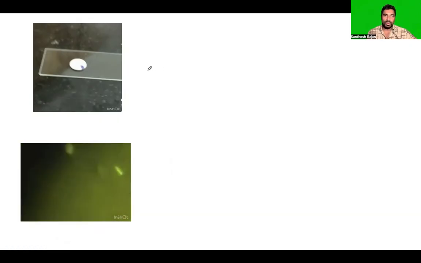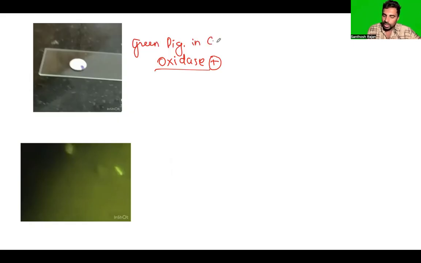So the first one, a very popular question, this is oxidase. When you see this blue or purple color positive, that is an oxidase test positive, plus you saw the pigmented green or blue pigment, usually green pigment, in the culture plate. So if you see this, this is very characteristic for your Pseudomonas.